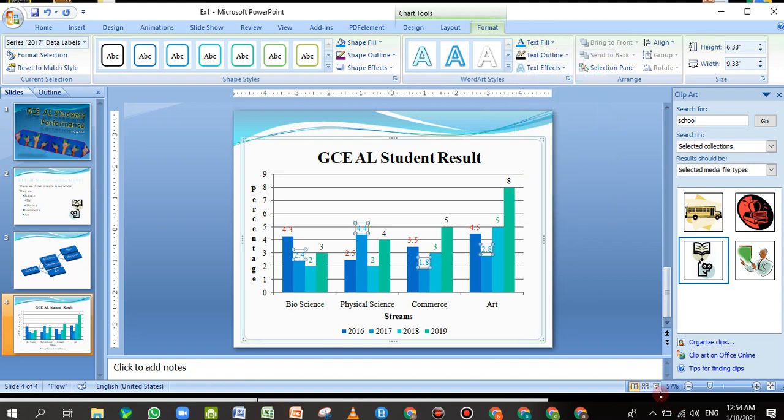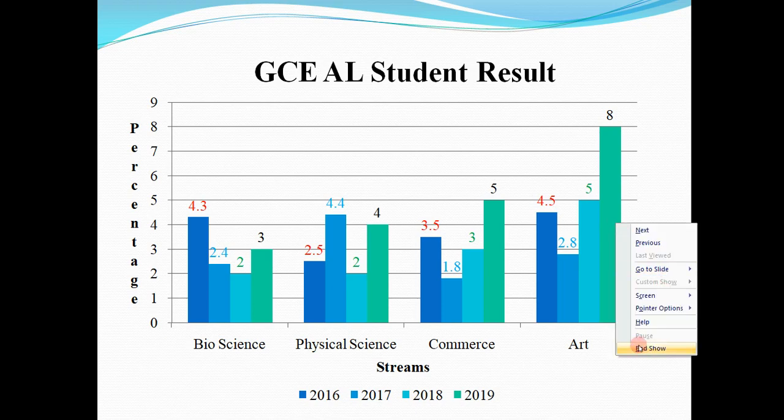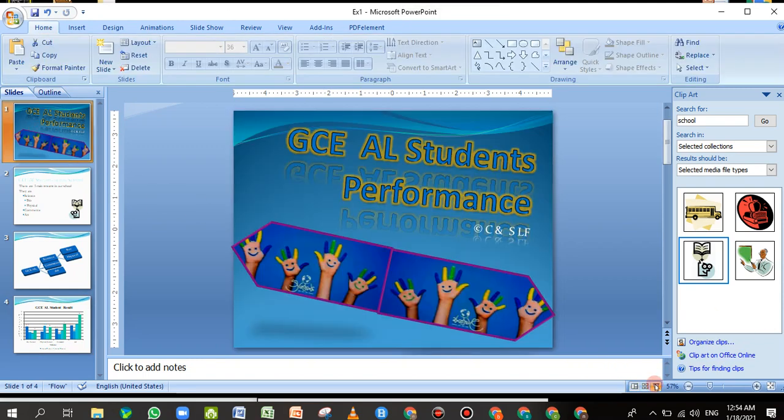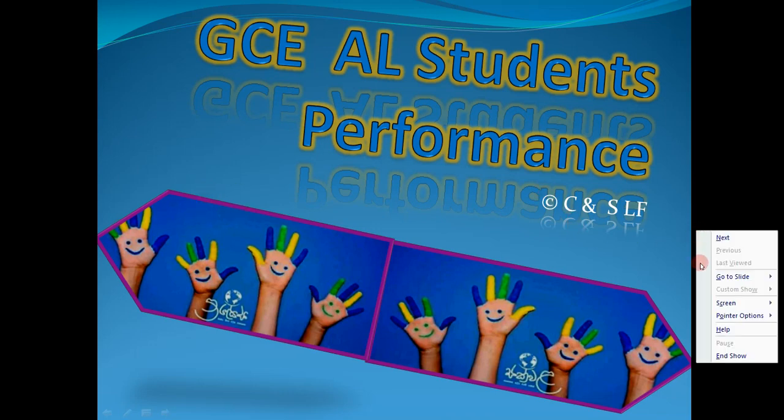Okay, now you go to the presentation slideshow. It will come like this. So actually this is what you have to do when you are doing each and every slide. You can just have a look by going to presentation and see how it comes. Like that you can get an idea. Okay, and then you can right click on it and say end show.